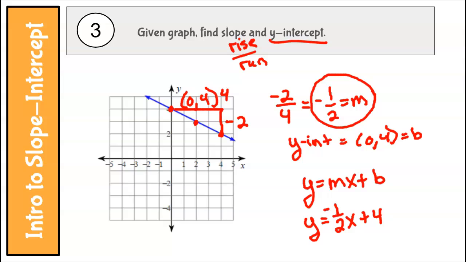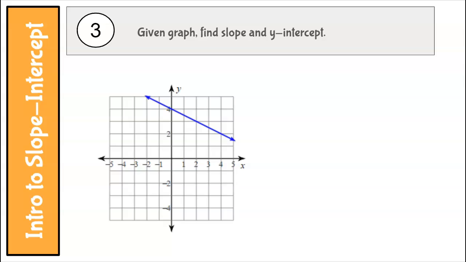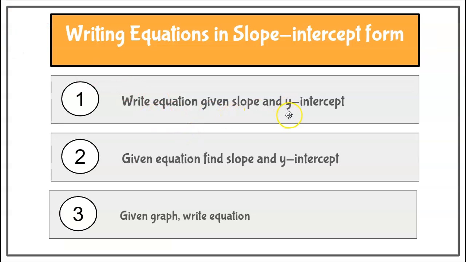All right, so now hopefully you know how to do slope-intercept form. You can write equations given slope and y-intercept. Given an equation, find the slope and the y-intercept, and given the graph, you can write an equation.